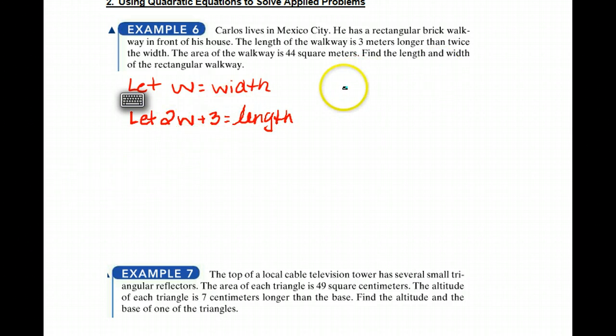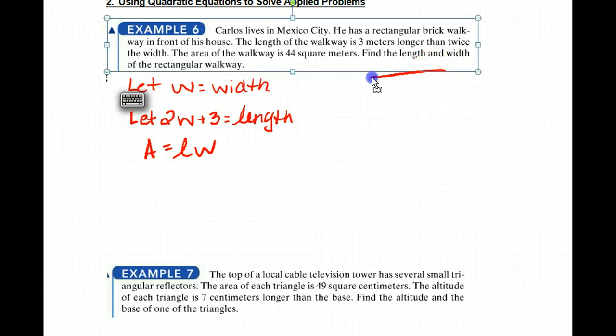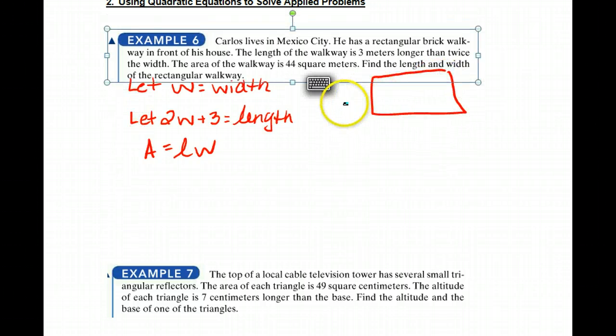The formula to find area is length times width. That's how we find area of a rectangle. If we picture what's going on here, my width is W, my length is 2W plus 3.